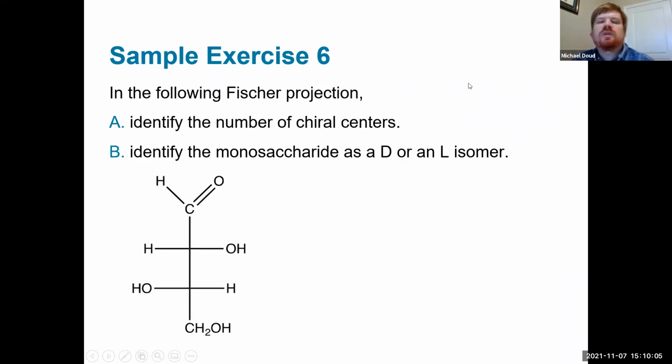Okay, next up, let's go ahead and identify. Now, you don't need to name this carbohydrate, but why don't you classify it according to the scheme that we talked about at the beginning? So this is like a pre thing here. Identify the number of chiral centers, and then identify the monosaccharide as either D or L as far as an isomer goes. So again, is it an aldose or a ketose? Is it a tetrose, pentose, hexose, and the number of chiral centers, and then finally D or L. So go ahead, pause the video, and when you come back, take a look at the answer.